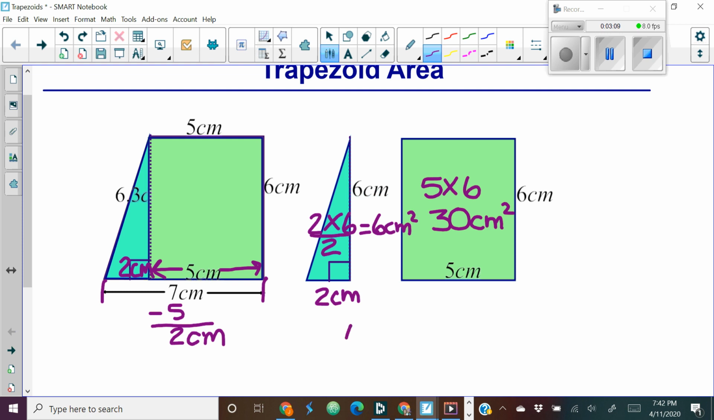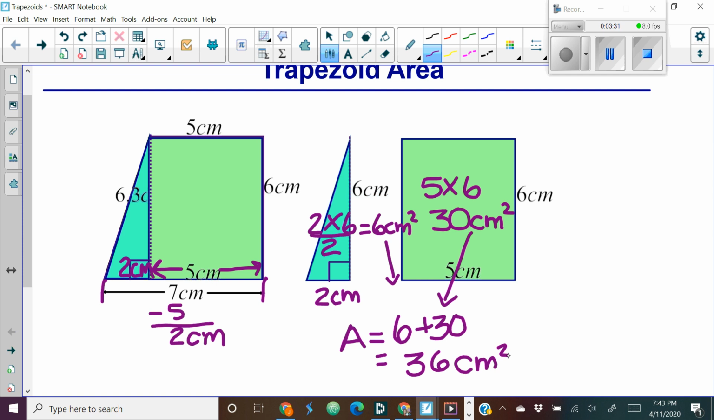So the area of the trapezoid is this 6 centimeters squared plus that 30 centimeters squared. And altogether, we get 36 centimeters squared. So that's probably our easiest example. Let's take a look at the next one.